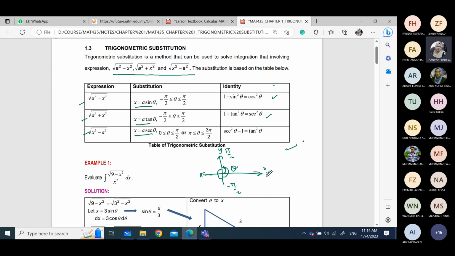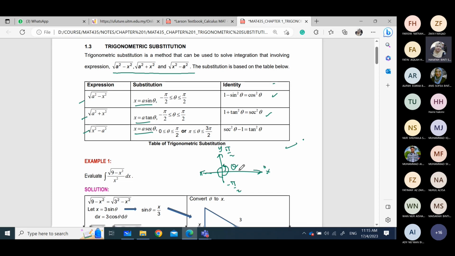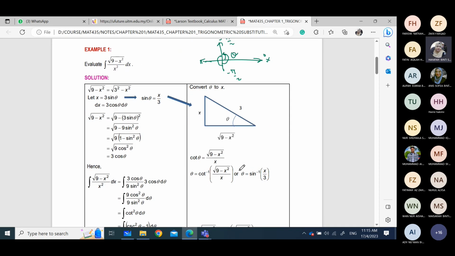Before we look at the first example, any questions, class? None. Okay, very good. Now look at this example.